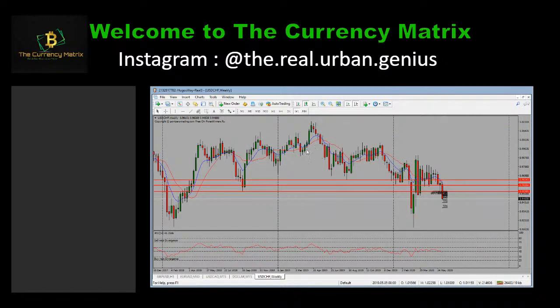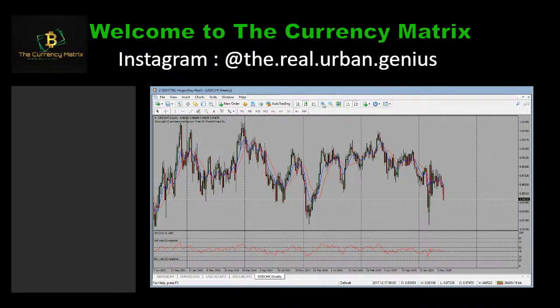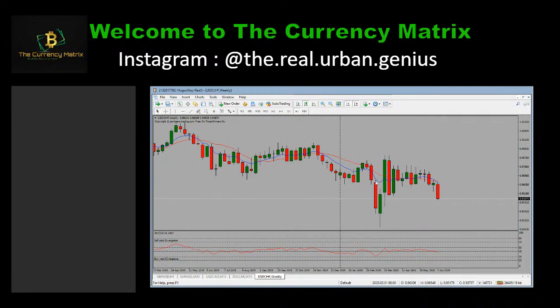I'm going to start off and show you how I actually develop my weekly analysis each week, from start to finish. Pretty much, the very first thing I do is look at last week's high and low.